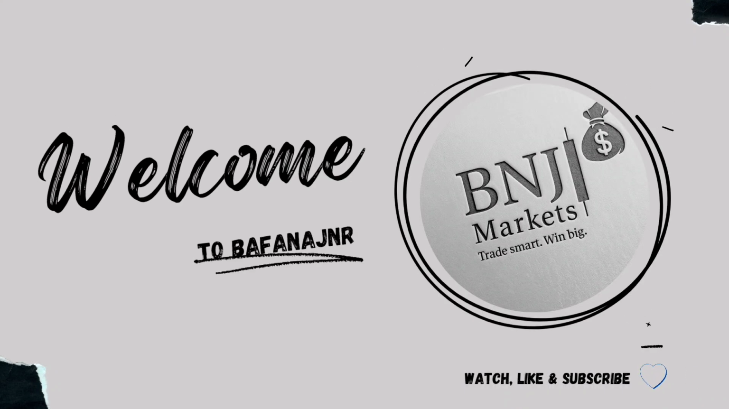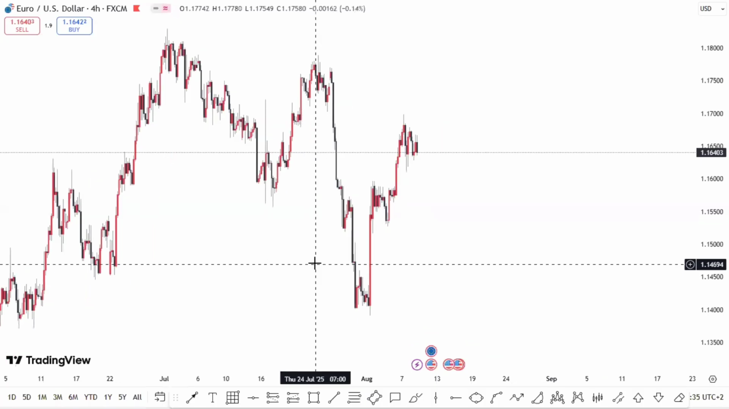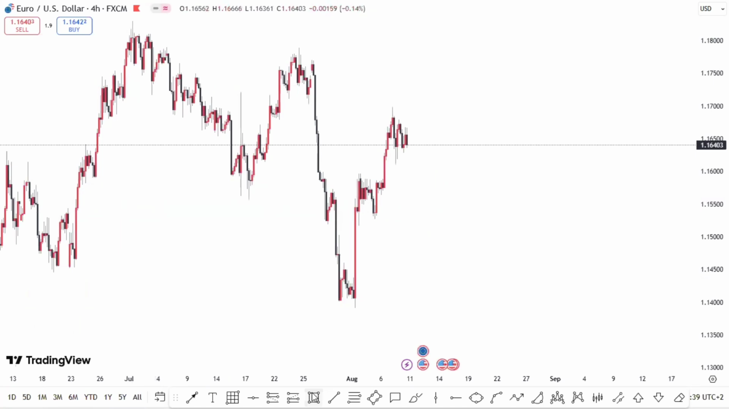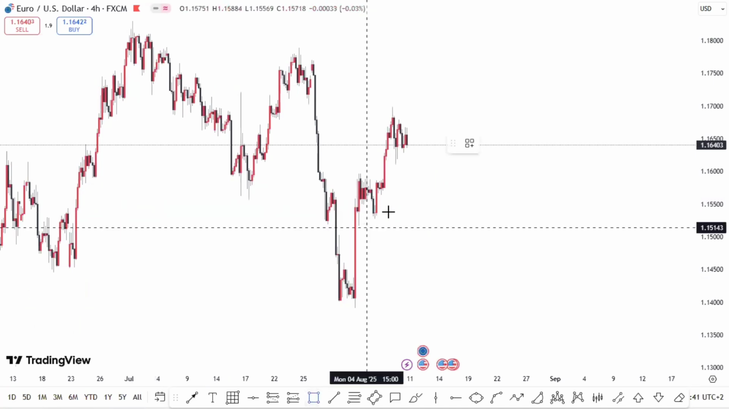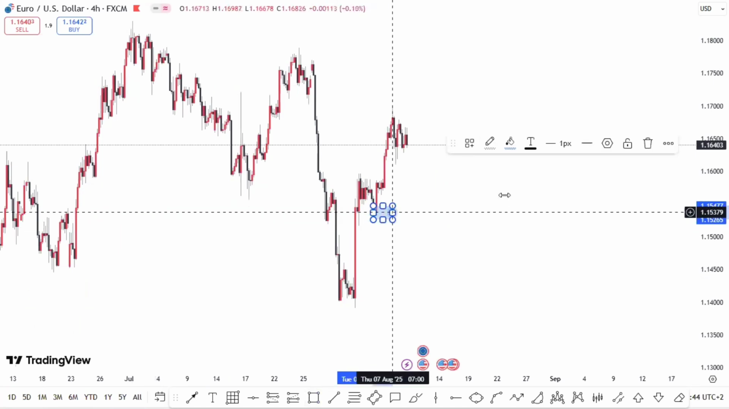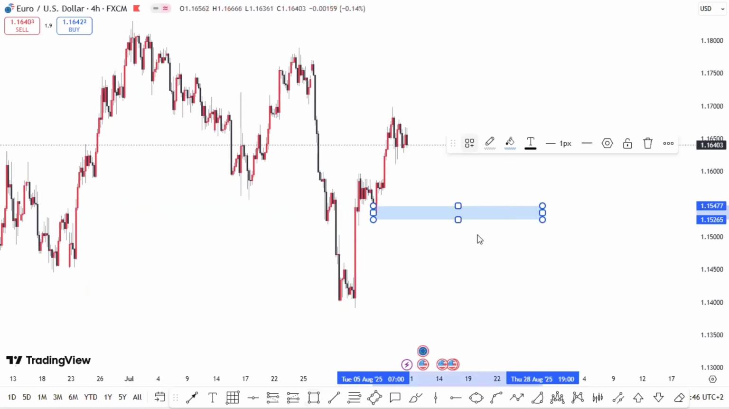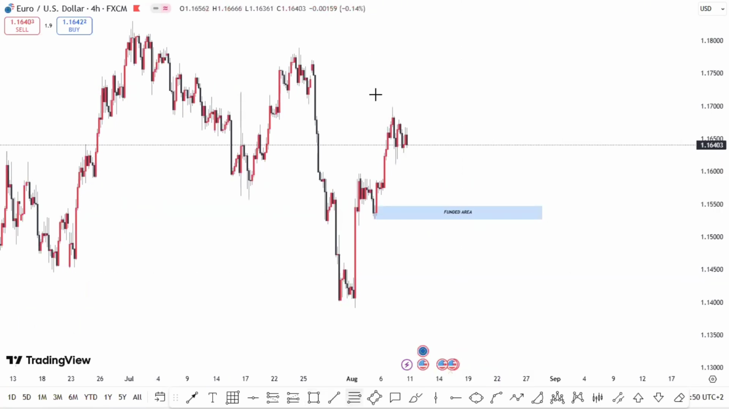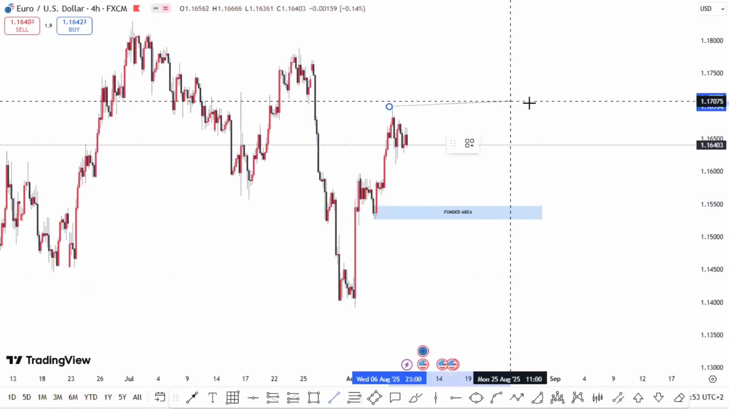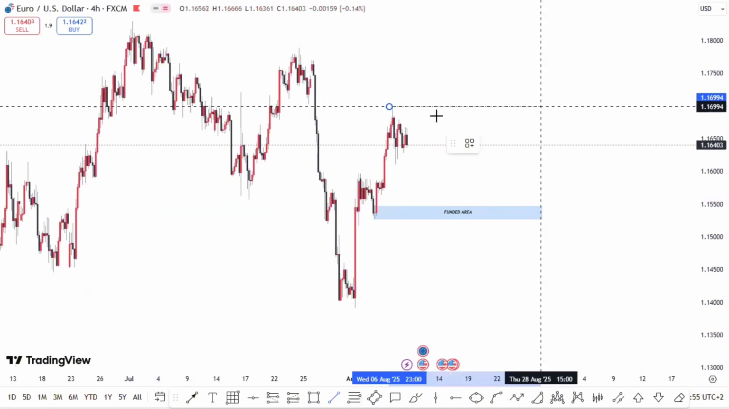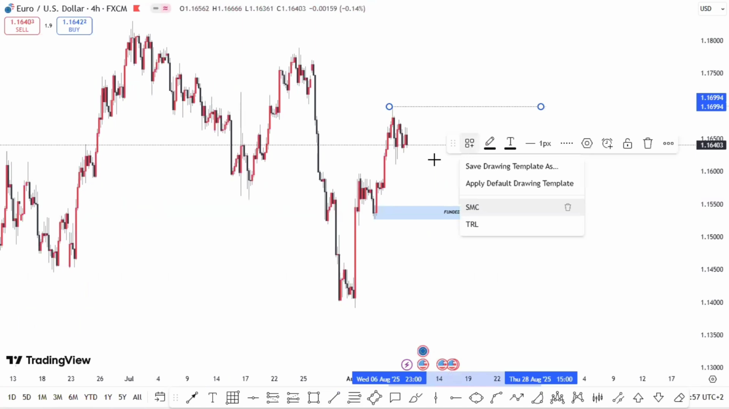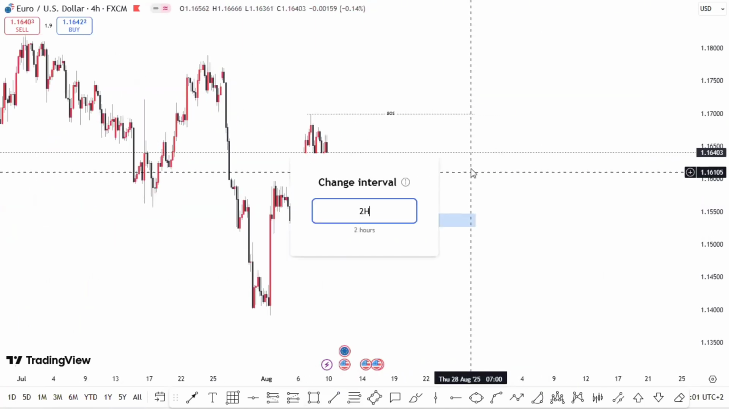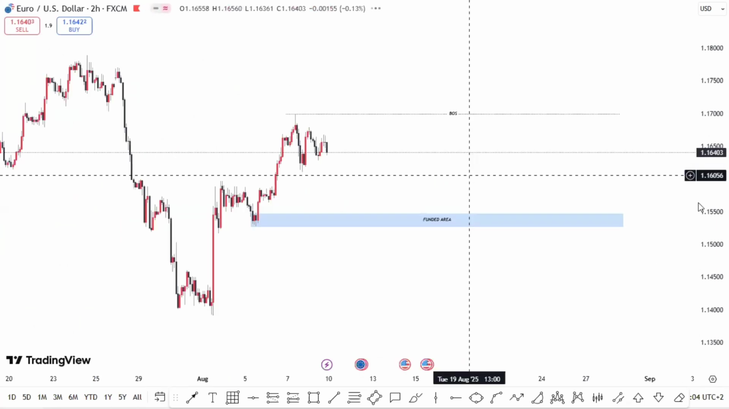So today we're doing a video about SMC, Trendline, and Imbalance. Okay, so here I have a pair of Euro USD. First, guys, as always, you identify your imbalance, your last candlestick before the imbalance. Then after here, you identify your break of structure. So after identifying your break of structure, I move to the down time frame.